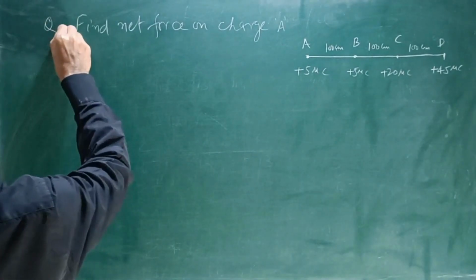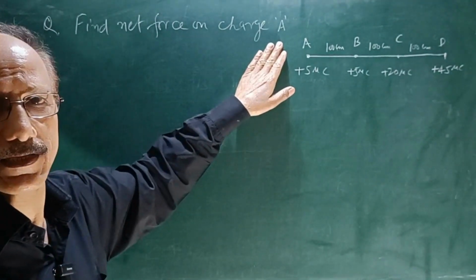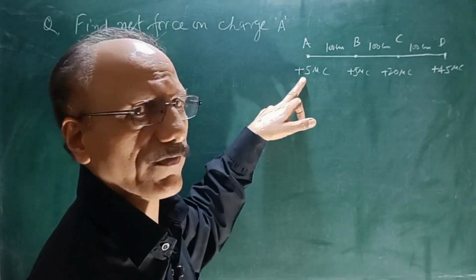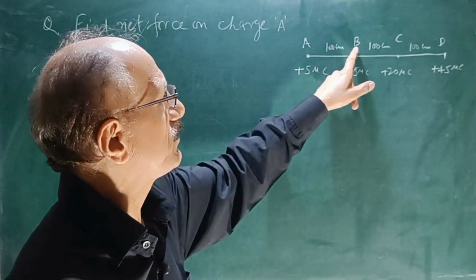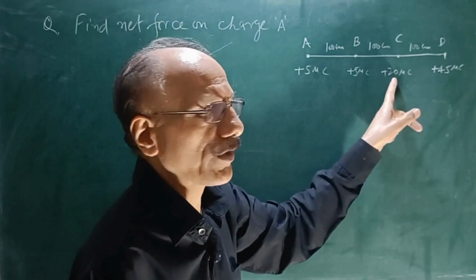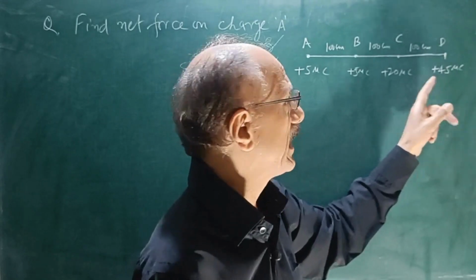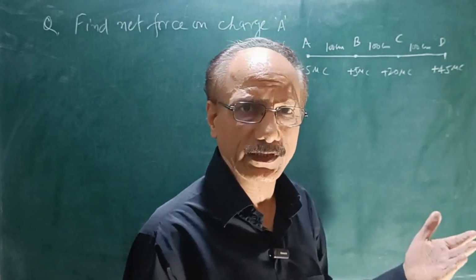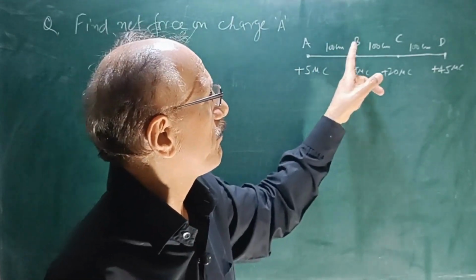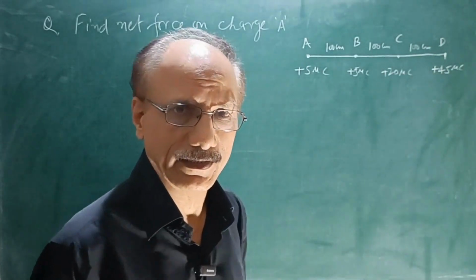So let us try to find out this question. Find net force on charge A. Here is A having 5 microcoulomb charge. Here is B again having 5 microcoulomb charge. C is having 20 microcoulomb charge and D having 45 microcoulomb charge, and all charges are positive. The separation between A and B is 100 centimeter, B and C is 100 centimeter, and C and D is again 100 centimeter.